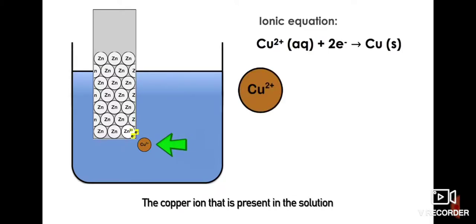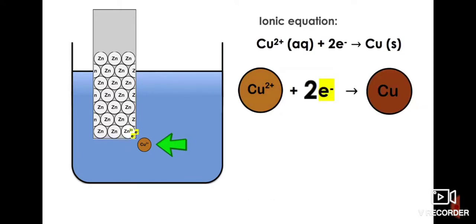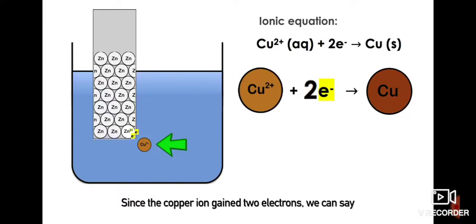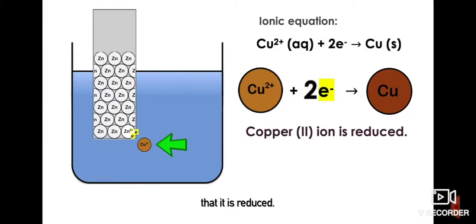The copper ion that is present in the solution takes in the 2 electrons to form copper. Since the copper ion gained 2 electrons, we can say that it is reduced.